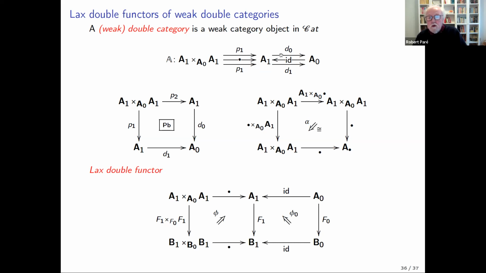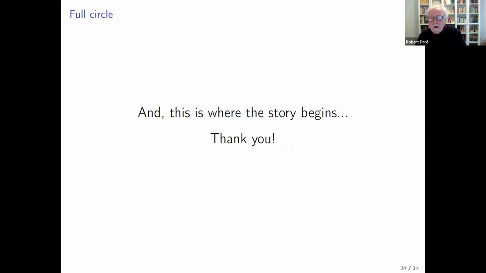But they don't commute with the identity, and you have comparison cells satisfying conditions, which I won't go into. And so that's basically it here. And this is where actually the story begins now, rather.